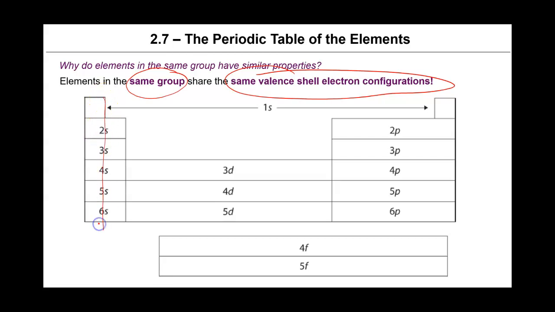Every member in group 1A will have one outer electron in an s subshell. Therefore, they're going to look similar on their outer surface. Every member of group 2A will have two electrons in an outer s subshell. And then every member in group 8A, all of those noble gases, are all going to have 6 electrons in an outer p subshell, and so on and so forth.